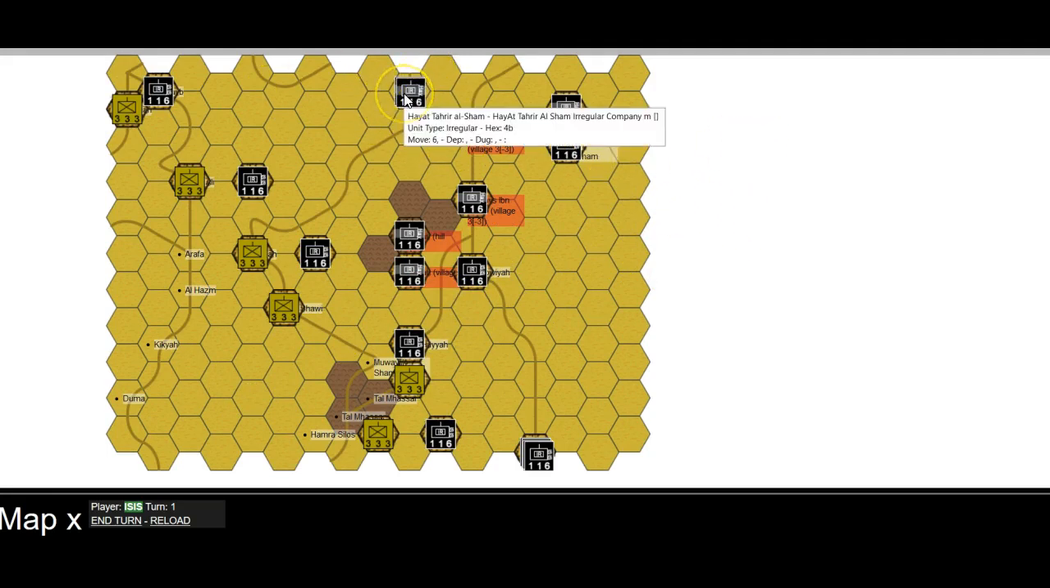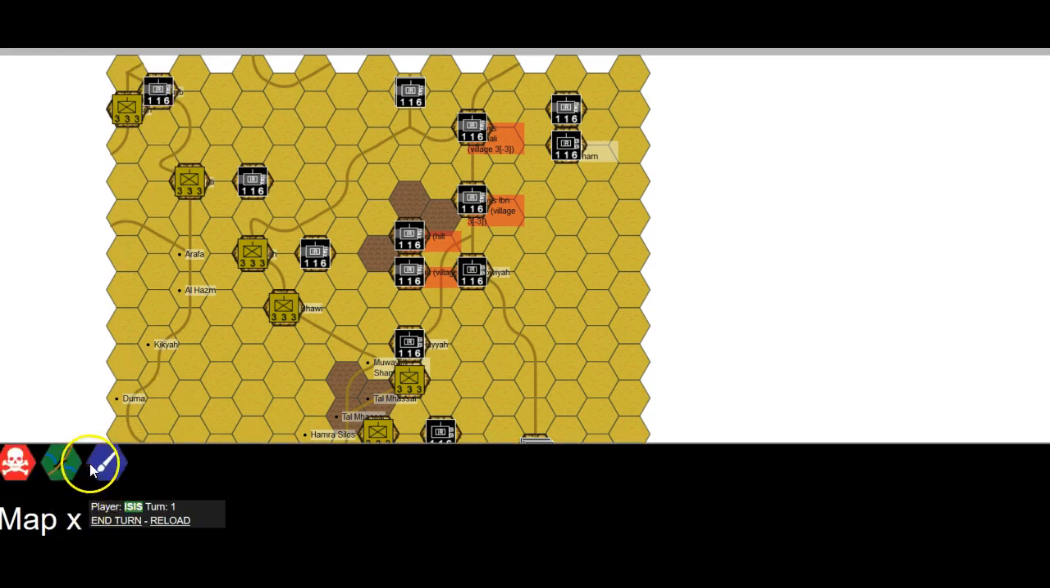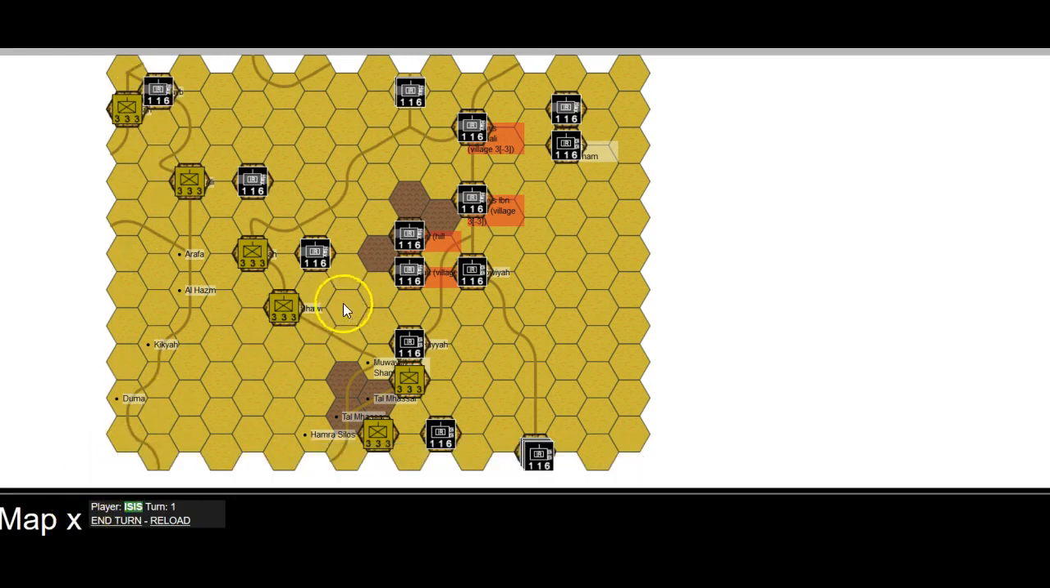But the Hayat Tahrir al-Sham are these units with the thing over them. And there's a little error there, so I'm going to replace it. One minute. Yes, so these units are now Hayat Tahrir al-Sham units. Let's just get the little drawing tool out. So essentially, if you can't quite see it, it sort of goes like that.